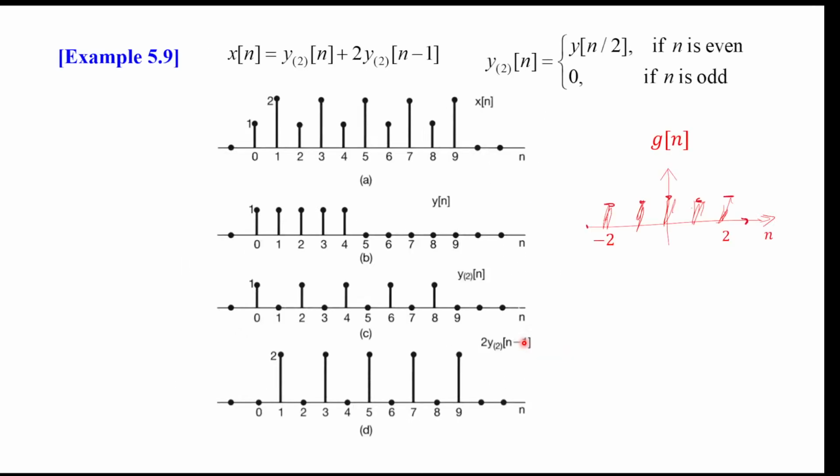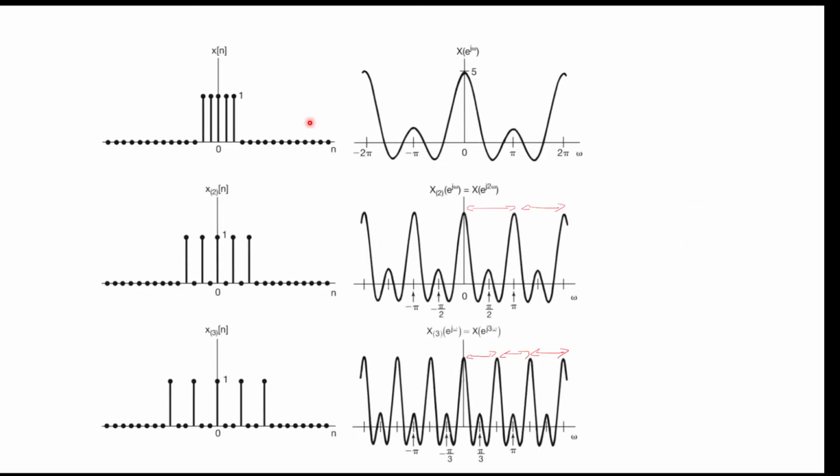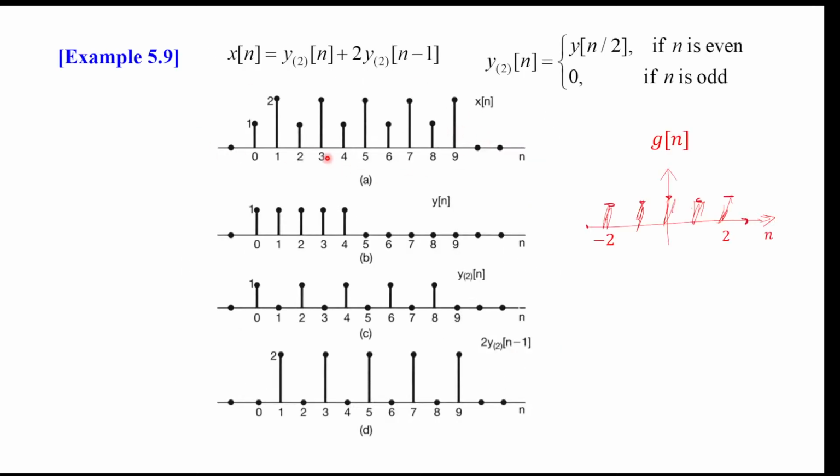Then we go to the next example, to calculate the Fourier transform of this signal. The signal is plotted here. It has a non-zero value only from 0 to 9, and it is 1, 2, 1, 2, 1, 2 between 0 and 9. We try to use all the properties we talked about to get the Fourier transform of this signal. So basically, we will start with this block signal.